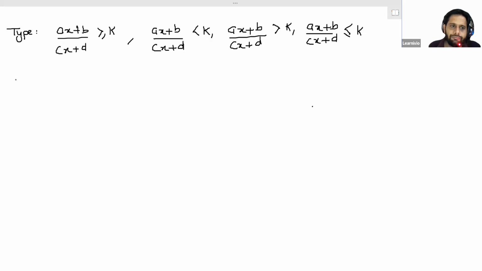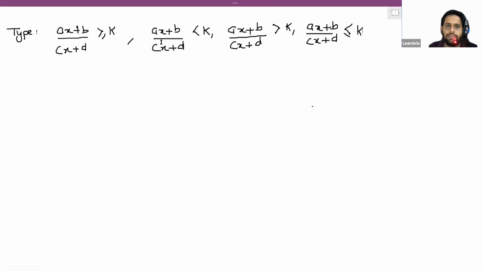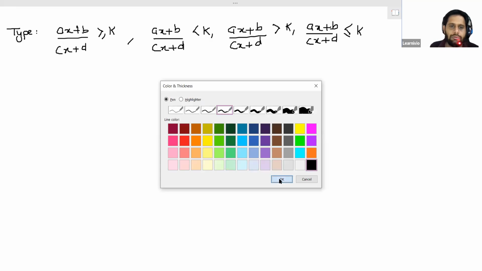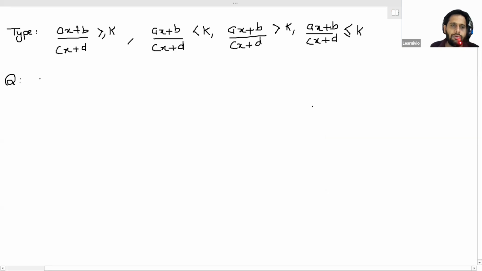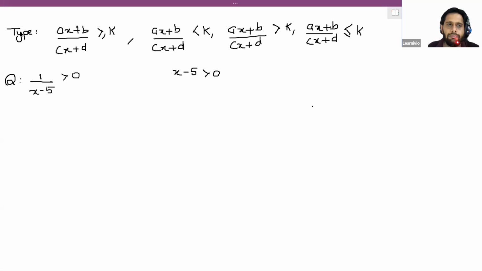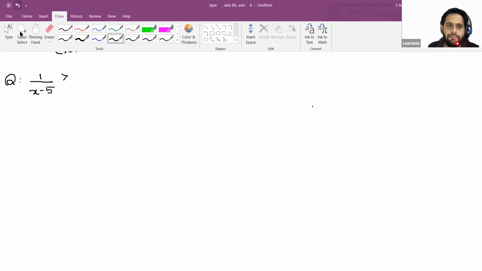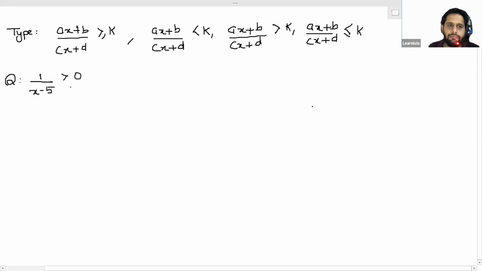So for example, if we have a question like this: 1 by x minus 5 is greater than 0. If we had x minus 5 greater than 0, we could directly solve it, with no problem. But in these types of questions, when we have the variable in the denominator, we have a different method of solving.